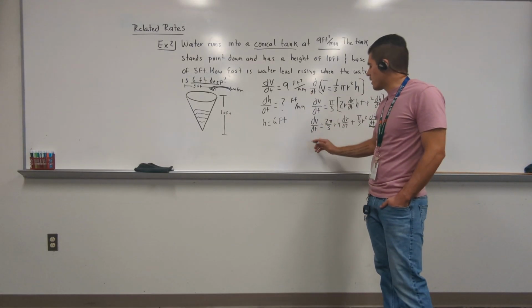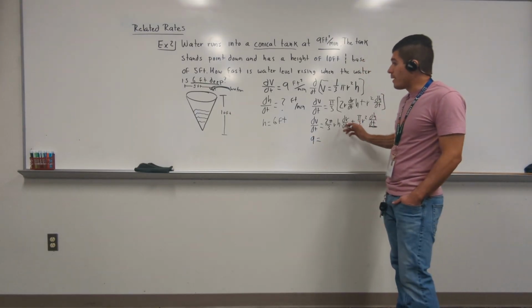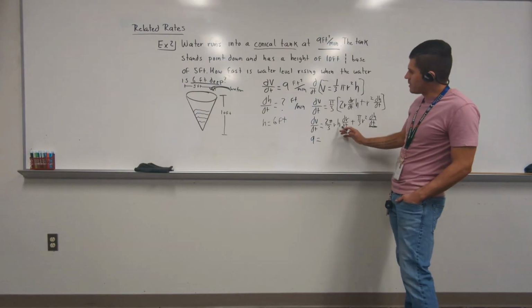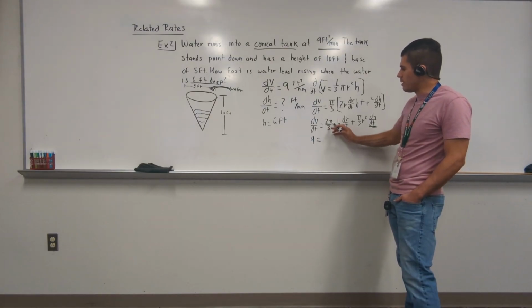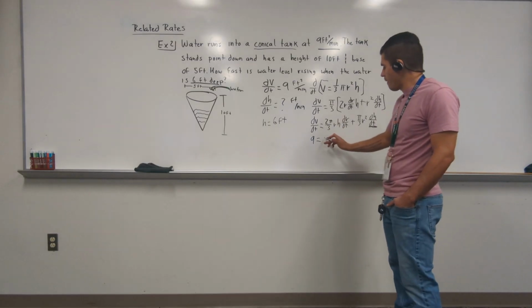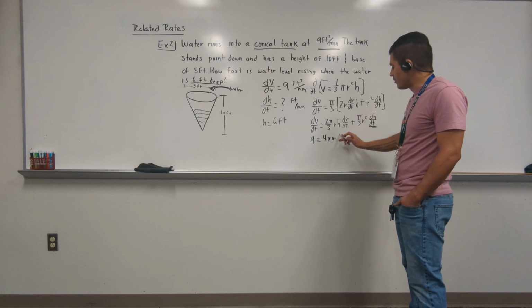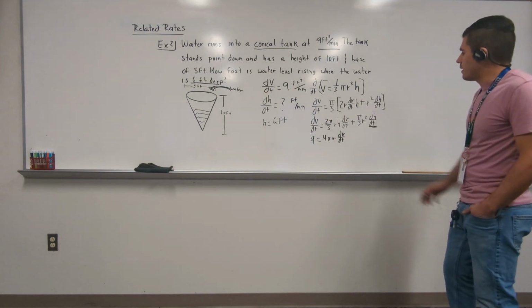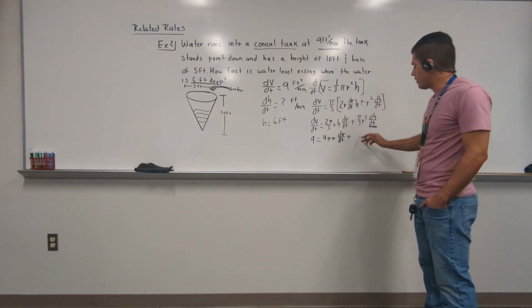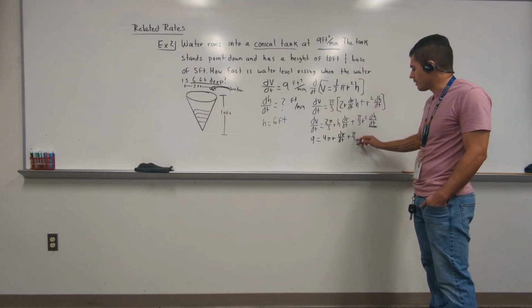I know dV/dt is 9, so I can replace that. I know h is 6, so I'm going to replace the 6. So 6 times 2/3 will be 4 pi r. I don't know anything about dr/dt, so I'm going to leave it alone. And over here, I'm kind of stuck with the same situation, because I actually don't know what r is.